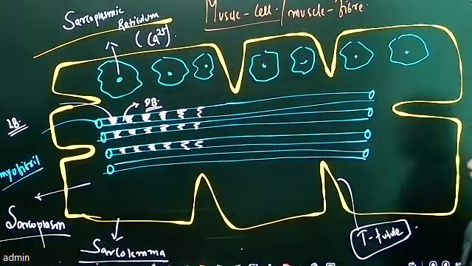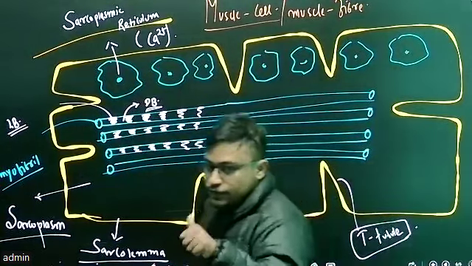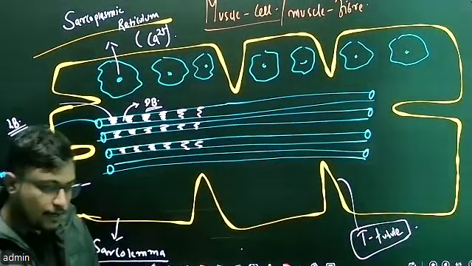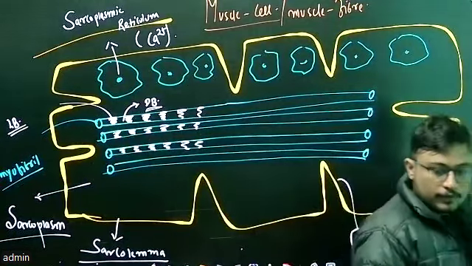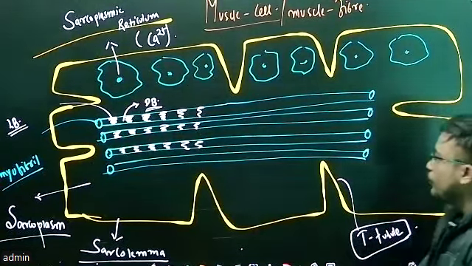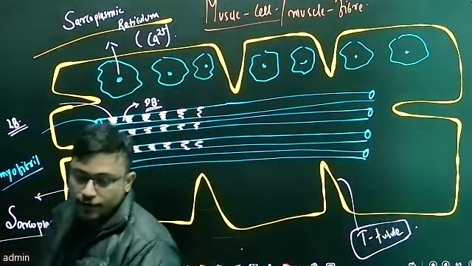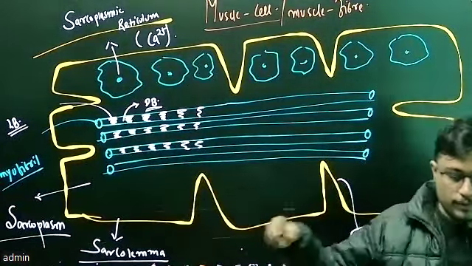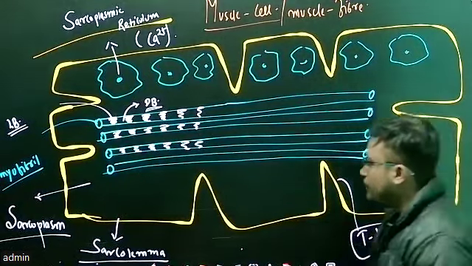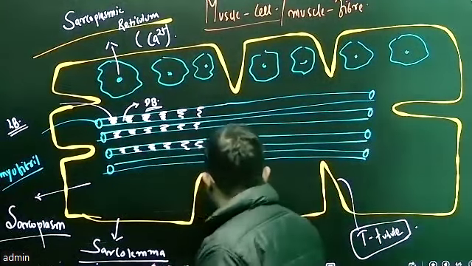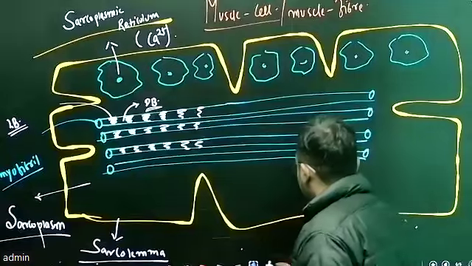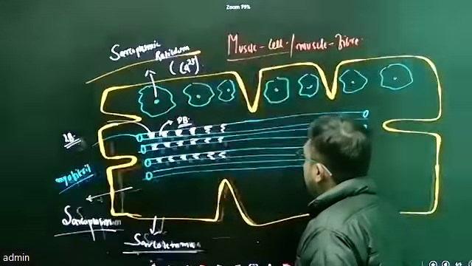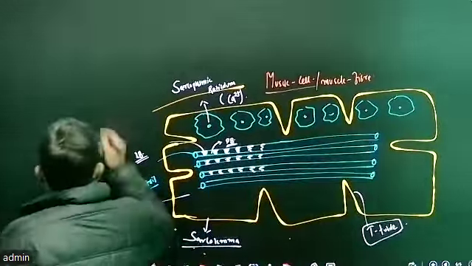Now, how is this striation made up? Listen to this very carefully. This striation is made up of protein, a contractile protein. Everybody draw super fast. How is this striation made up? This striation is made up of bands.